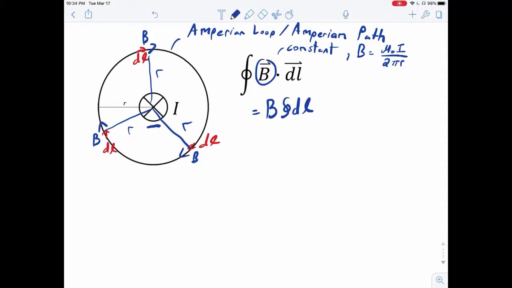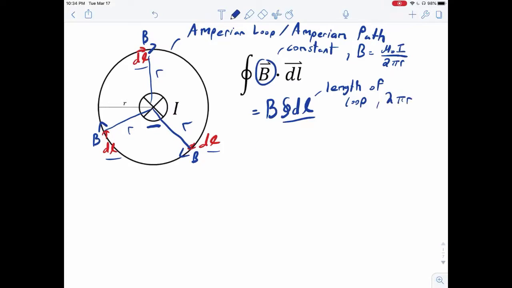Well, now this is a line integral. We have the line integral of dl. Well, if you add up all the dl's going around the path here, that's just the length of the path, which is the circumference of the circle, so that's going to be 2 pi r.